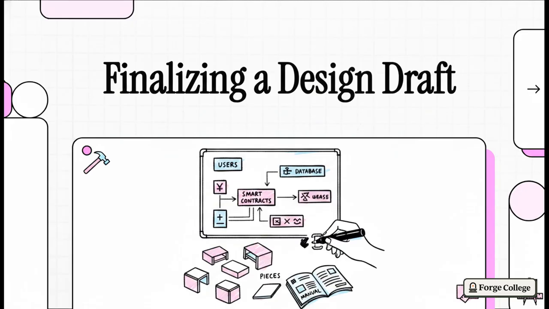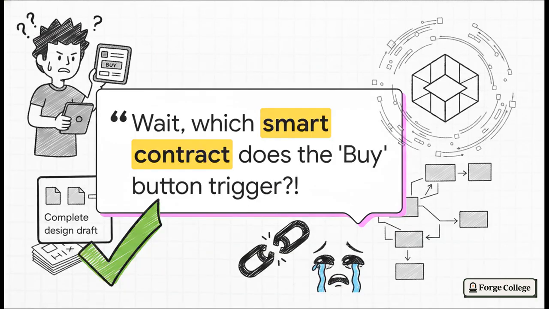So today, we're finalizing your design draft, synthesizing all that prior work you've done into one undeniable source of truth. And look, we're doing this to avoid situations exactly like this one. Wait, which smart contract does the buy button trigger? It's funny, right? But it's also a painfully real quote from a panicked developer.